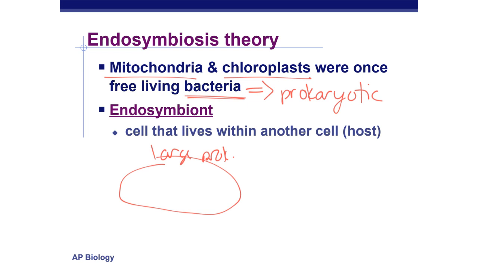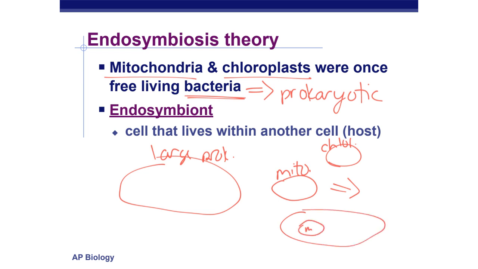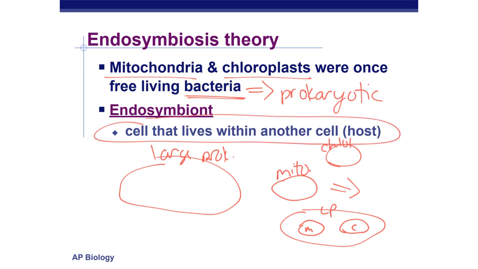And essentially that large prokaryote engulfed the smaller mitochondria and these smaller chloroplasts so that eventually we ended up with cells where they were working together. So I had this larger prokaryote that now has engulfed the smaller mitochondrial cell, the smaller chloroplast cell, and now they live together in this endosymbiotic relationship.